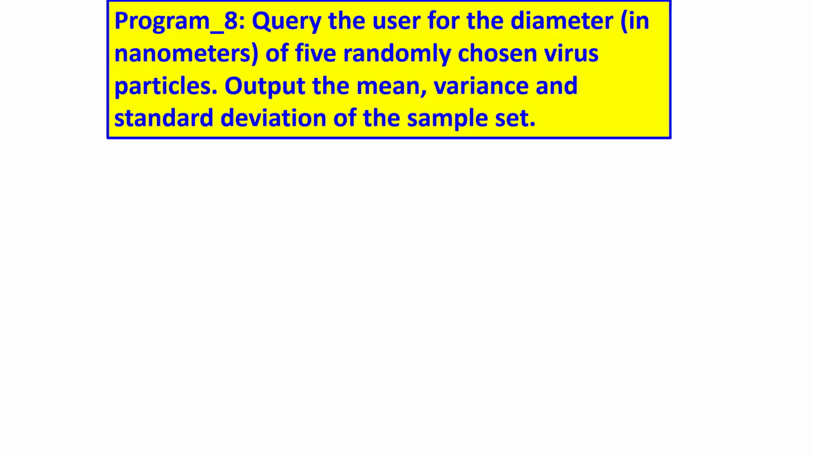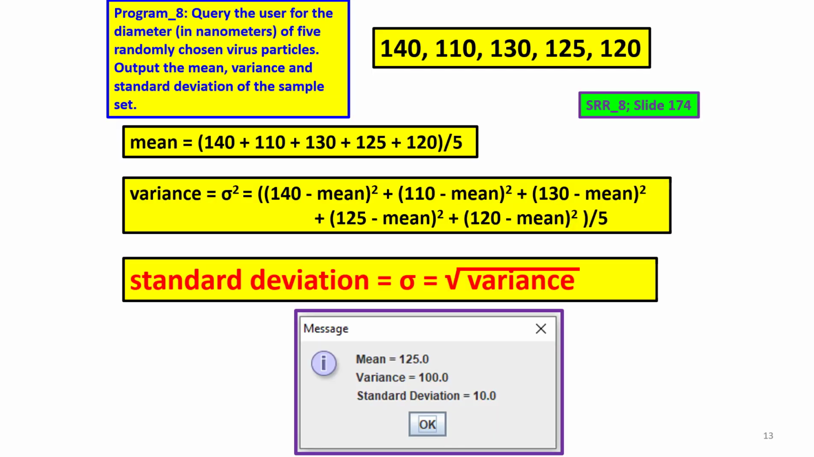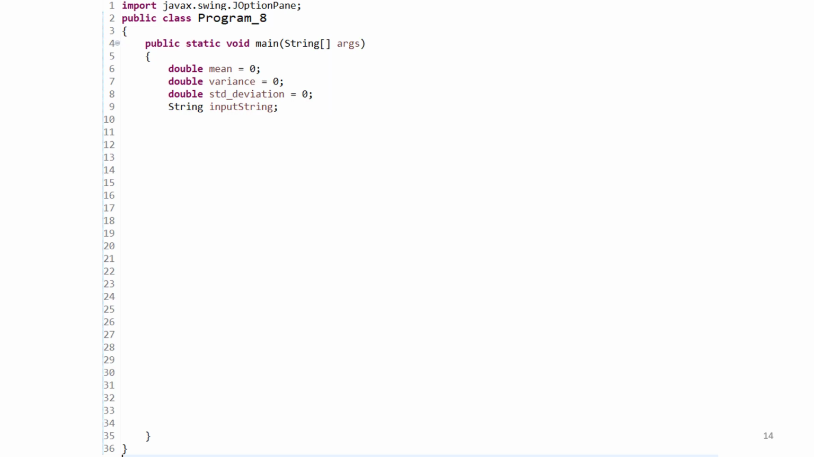Okay, here's the problem description again, and here's slide 174 from Lecture 8, describing exactly how mean, variance, and standard deviation should be calculated. Armed with that knowledge, a reasonable path to the solution might begin with the declaration of 3 double variables, mean, variance, and standard deviation, and a string variable to hold the user input. The problem domain appears to be entirely linear, simply requiring a succession of screens.